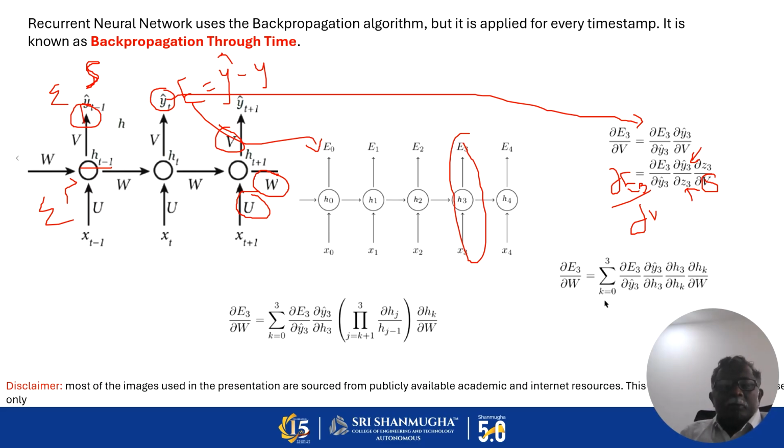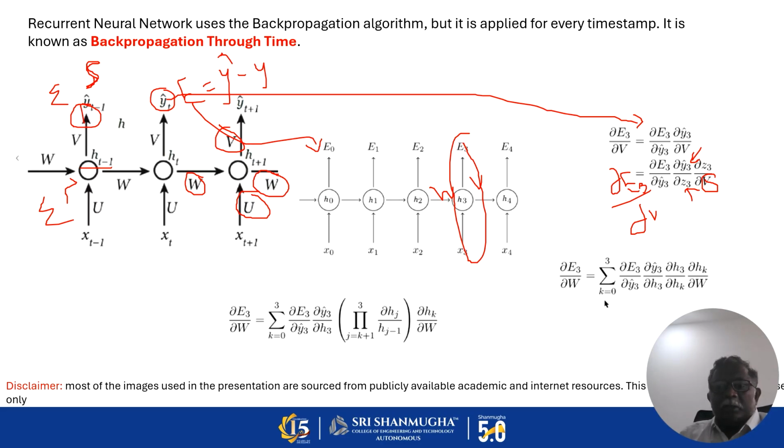Similarly, we have to calculate for the case of W. For W, this is error 3. So ∂E3/∂W depends on two things, and you have to do it. It depends on the hidden state values.